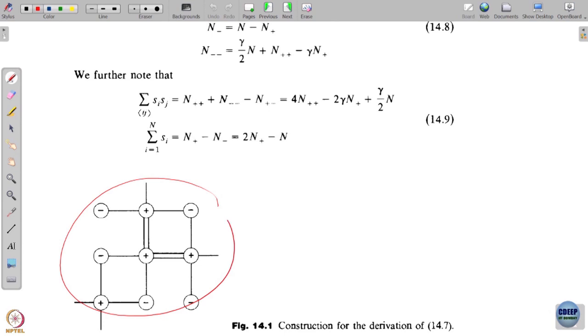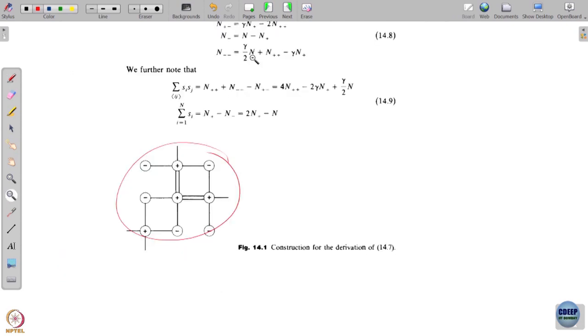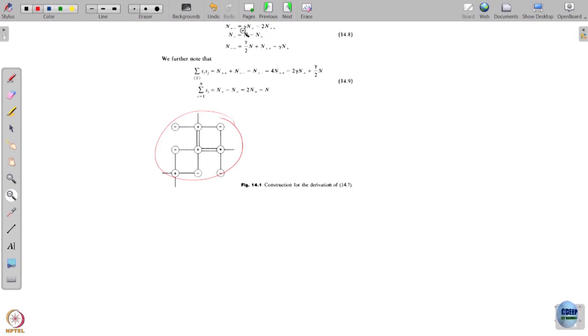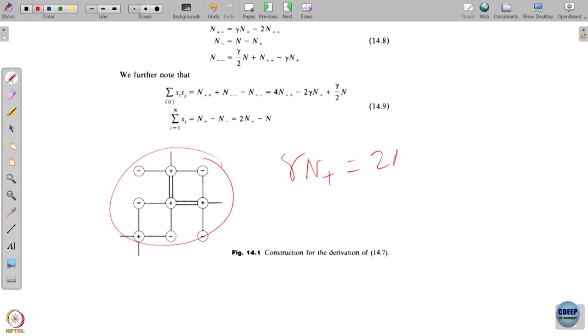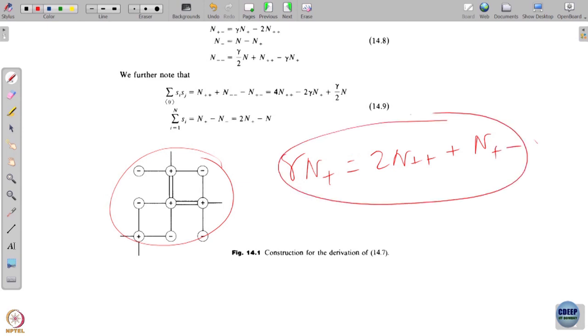This is the construction we already described: the up spins are plus, and whenever I draw a line, it goes only from the up spins to all the nearest neighbors. So, when I have two up spins next to each other, there are two lines, and that becomes 2 n plus plus, and those kinds of things. For example, this is the condition that we derived, that gamma n plus equals 2 n plus plus plus n plus minus, and these are the kind of relations that we just did at length. So, these are the things again.